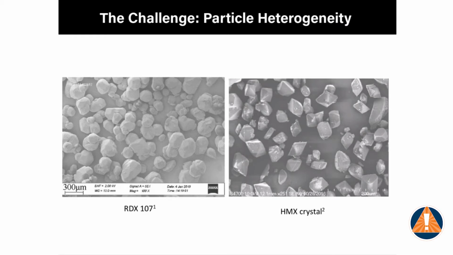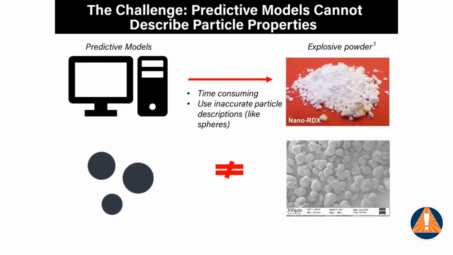Now here's the problem. Explosives particles are not all created equal. So over here you can see some RDX, and you see these are sort of rounded. If you look at them, they have some flat faces, but they're mostly rounded. Then if you look over here at the HMX, these are not rounded at all. They all have flat faces, crystalline faces. So how do we describe the adhesion of both kinds of particles? That's the challenge.